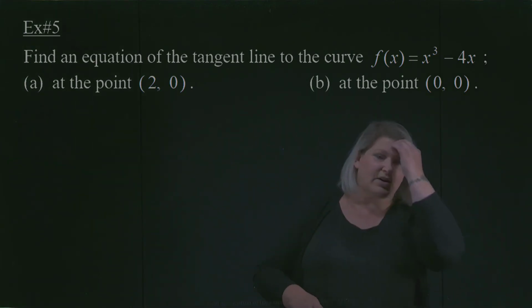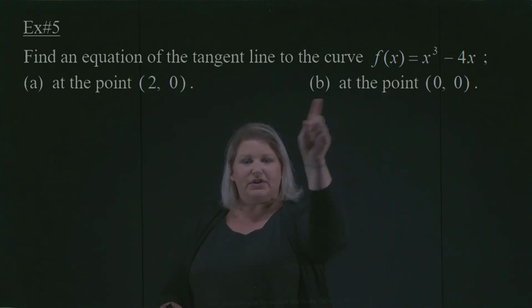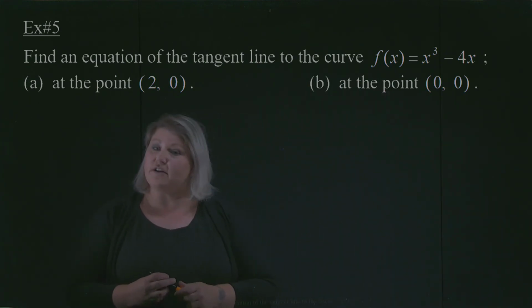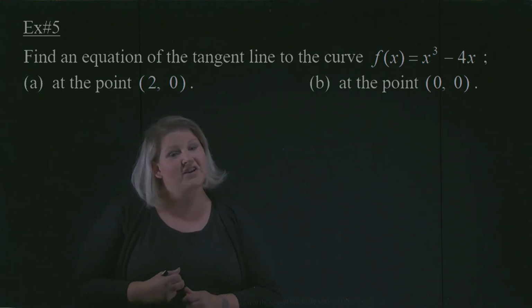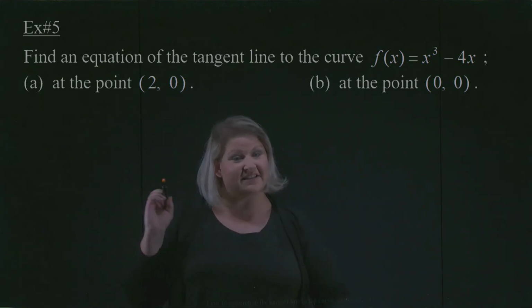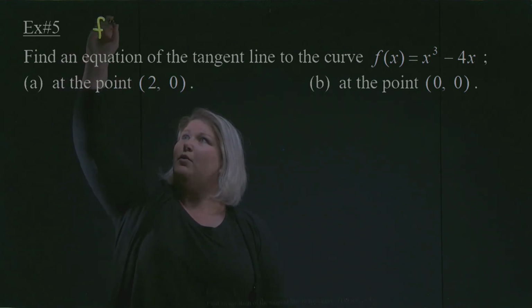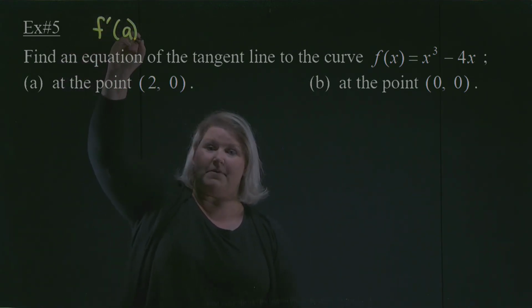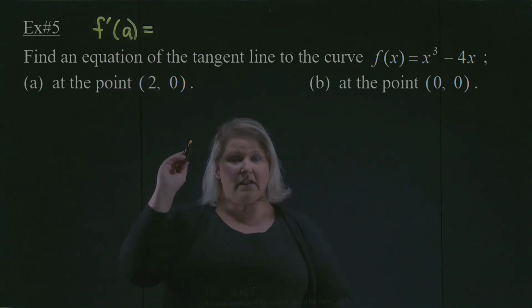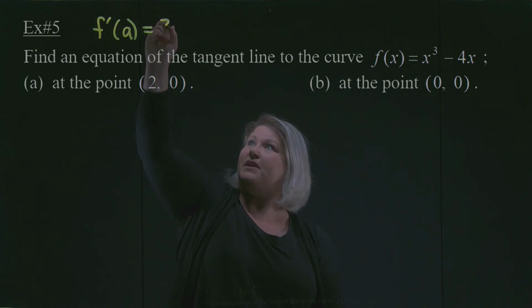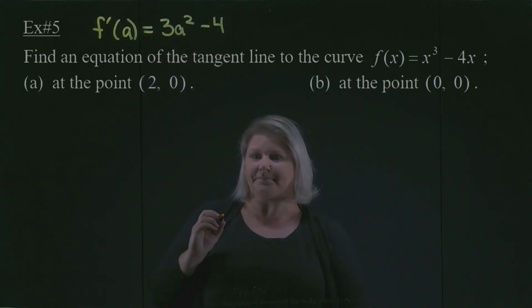Let's find the equation of the tangent line to this curve at these two points. I want to find the equation of the tangent line at (2, 0), and the equation of the tangent line at (0, 0). So remember, previously we found f prime of a already. We found the formula for the derivative of this particular function, and it was 3a squared minus 4.